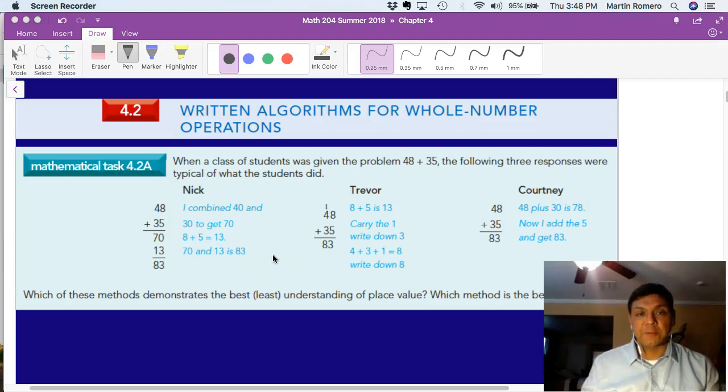This video is for chapter 4.2. This will be the part on algorithms for addition. And so you have your note sheets out. You could take a look at this introduction here.